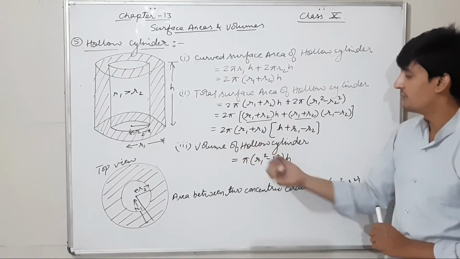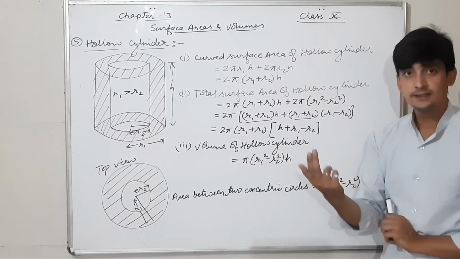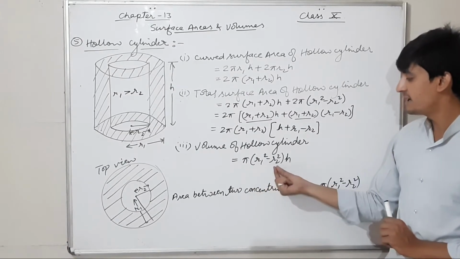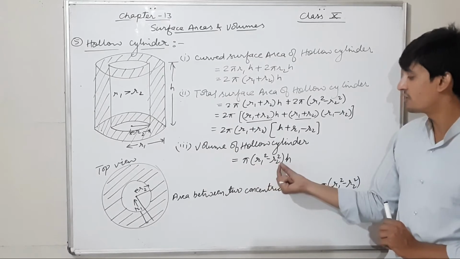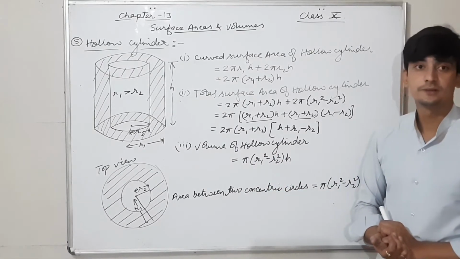Now third we have volume of hollow cylinder. In volume of hollow cylinder, what will we count? Area of base into height, and area of base we have pi R1 square minus R2 square, and height we have h. So pi R1 square minus R2 square into h is the required formula for volume of hollow cylinder.